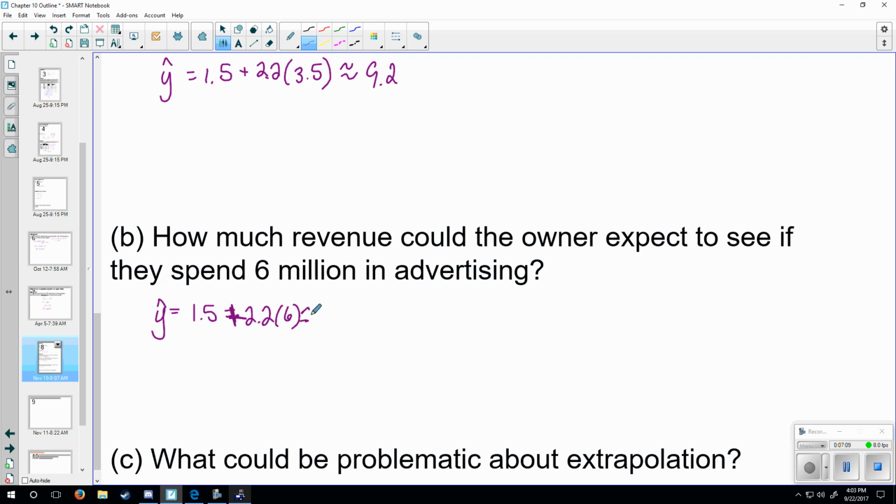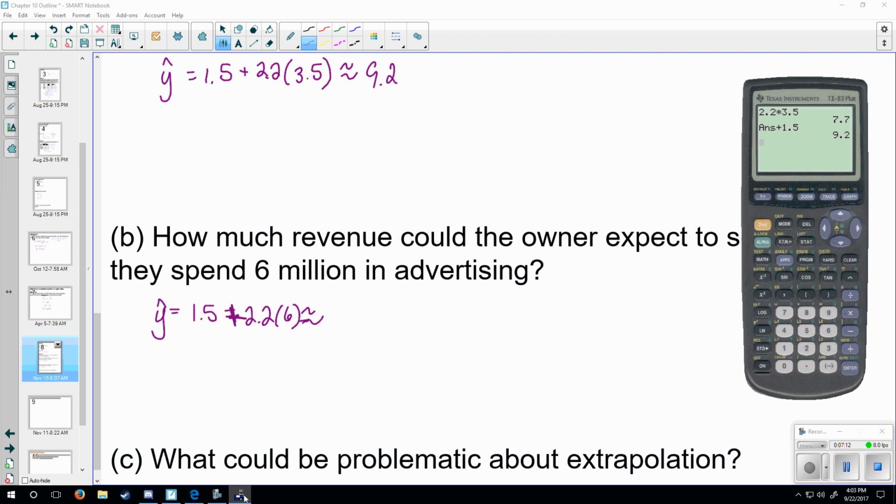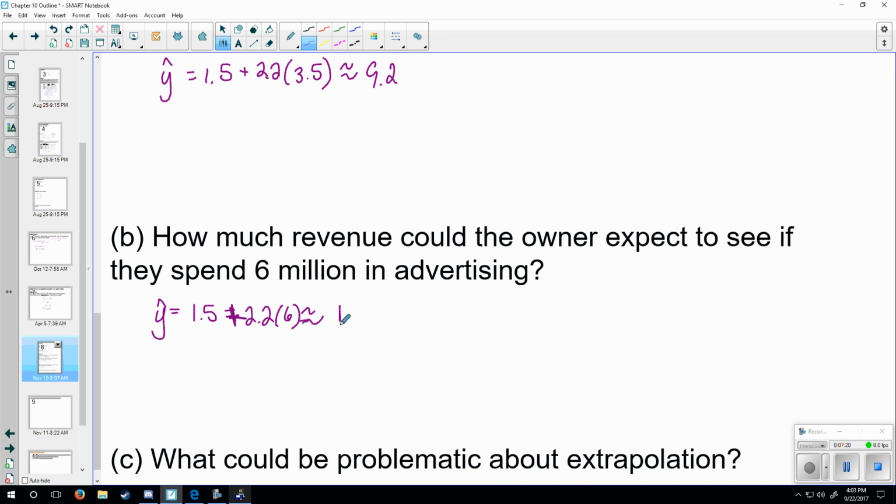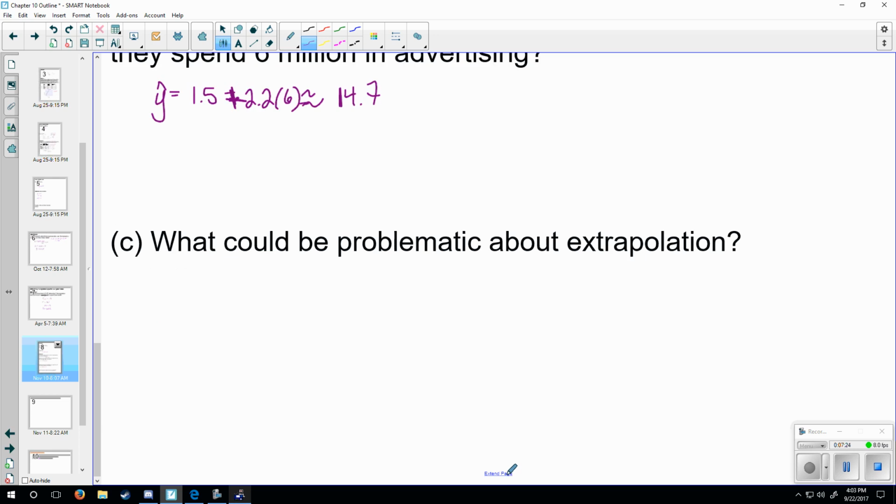So what do we get here? Do the same thing as before, 2.2 times 6, add your 1.5 to that. We can expect 14.7 million. And you'll see here, the next question says, what could be problematic about extrapolation? Quite frankly, extrapolation is acceptable within pretty close range of whatever your data set is. One problem you run into, however, is if you try to extrapolate too far into the future or too far away from what you already have.